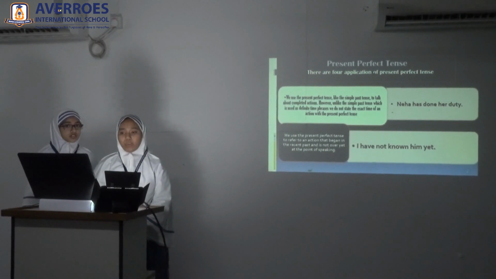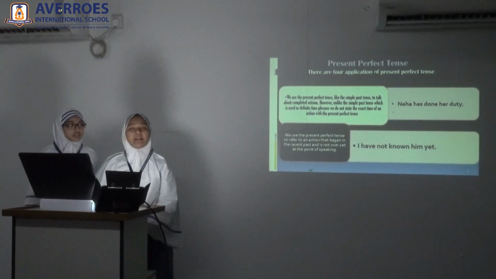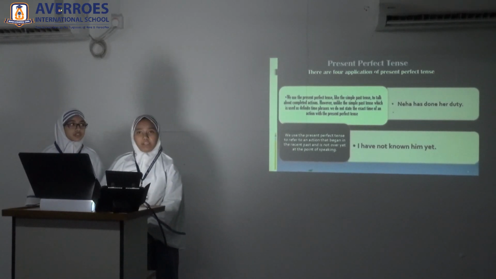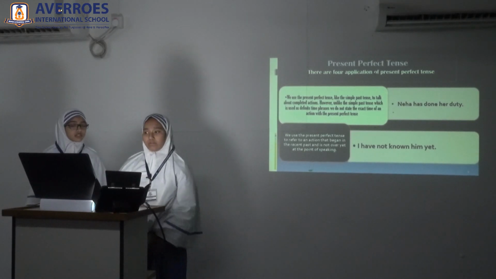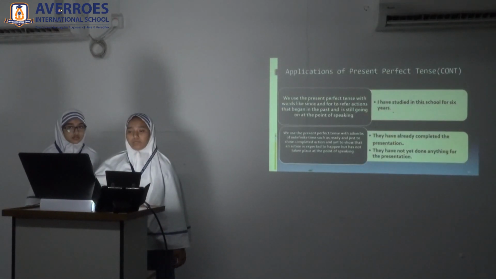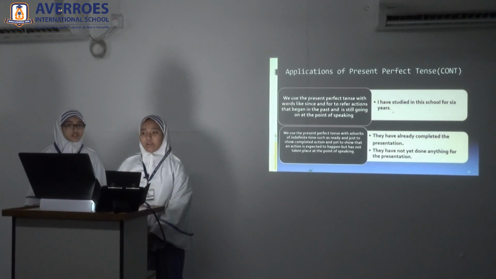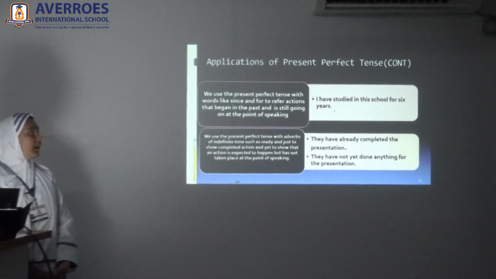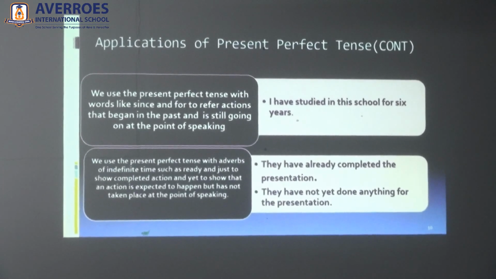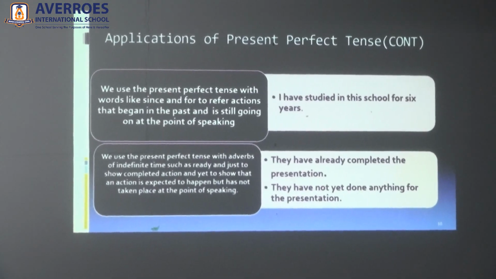Application number 2, we use the present perfect tense to refer to an action that began in the past, recent past, and is not over yet at the point of speaking. Example: I have not known him. Application number 3, we use the present perfect tense with words like since and for to refer to actions that began in the past and are still going on at the point of speaking. Example: I have studied in the school for 6 years.